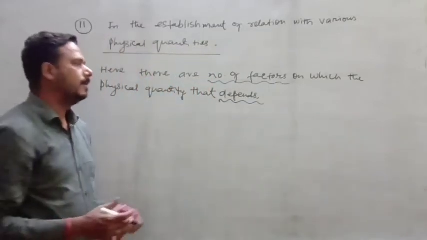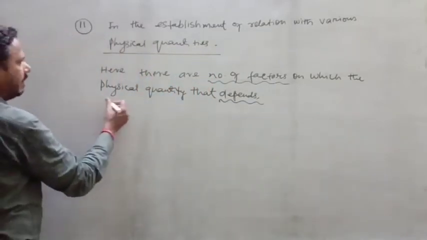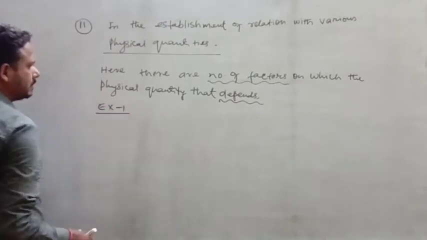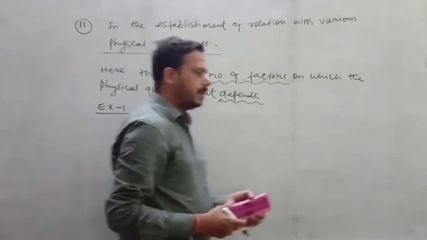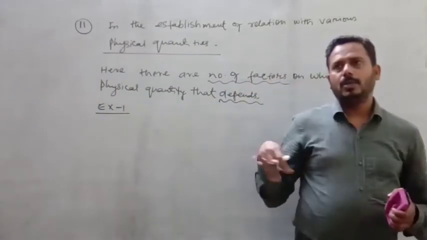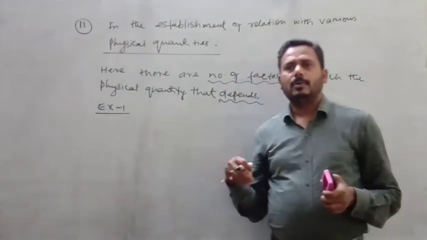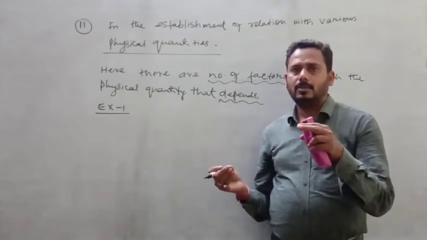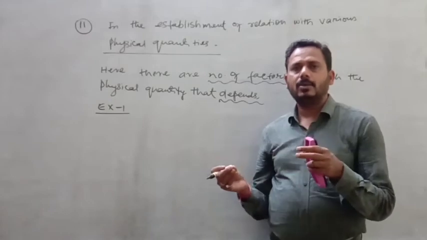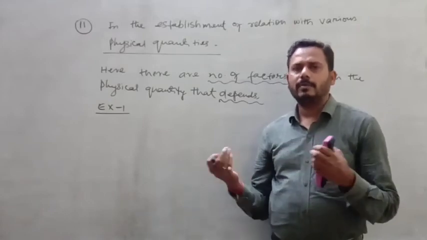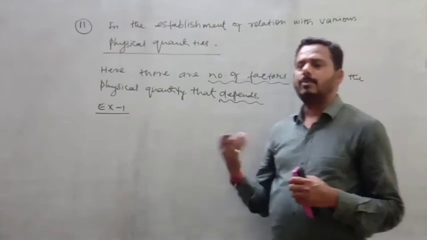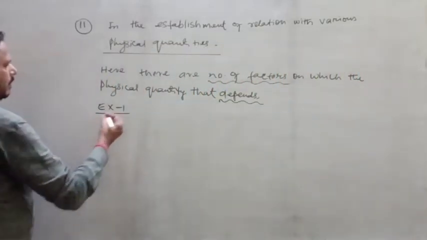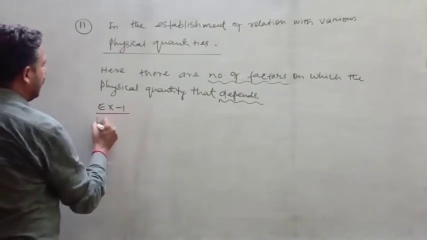Suppose we take example 1. Now I am going to take a pendulum, having its bob connected with a length of either string or wire or rod, whatever is suitable.